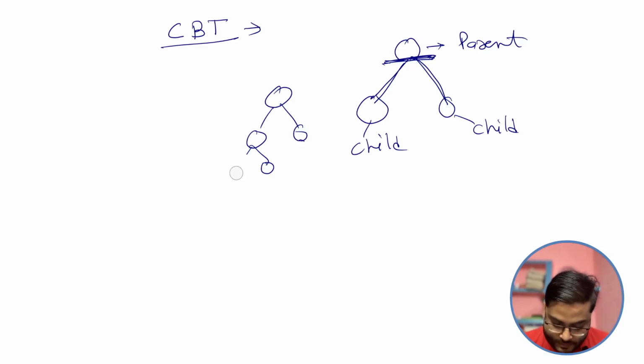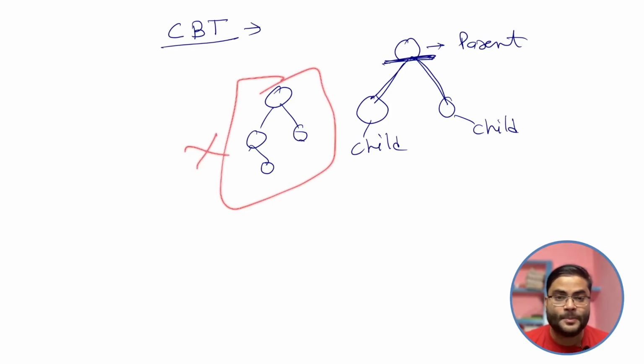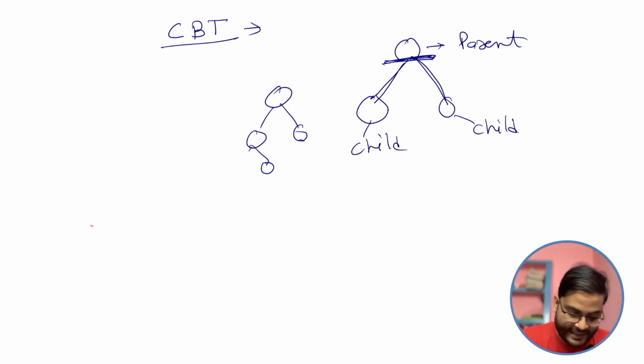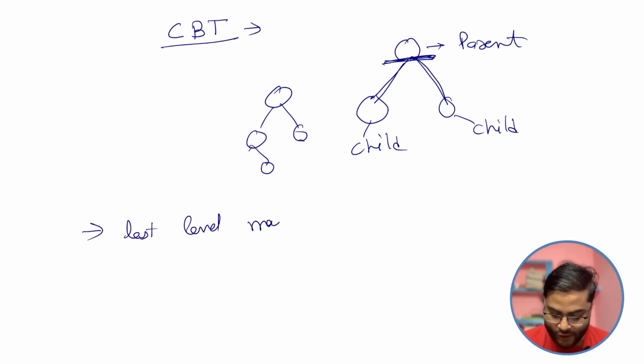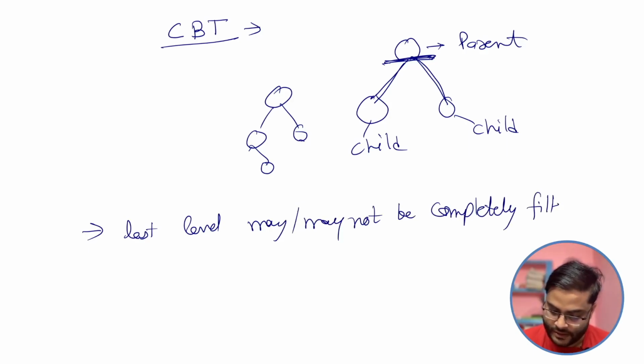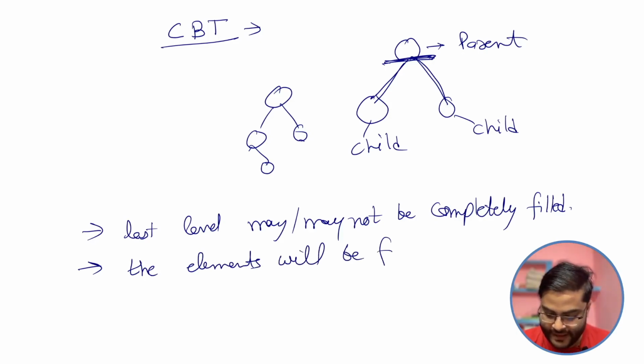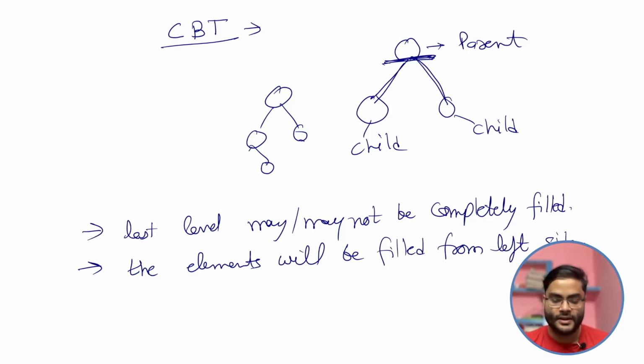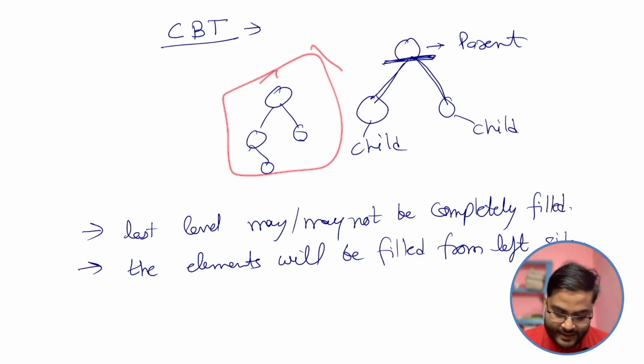But this is not a complete binary tree. So a complete binary tree says that the last level may or may not be completely filled. Now the second rule says that the elements will be filled from left. Okay, so this is not a complete binary tree.